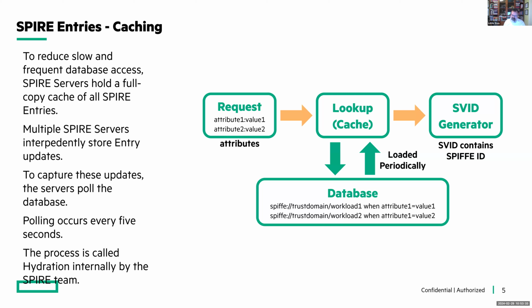One of the side effects of keeping those entries in all the SPIRE servers is that all of those servers will have to refresh their cache of the entries from the database. And the initial approach was a simple approach. There were many other tasks that SPIRE had to do. And the simple approach was just basically load the entire database every 5 seconds. This process was called hydration, and it involves throwing the cache away and reloading it.